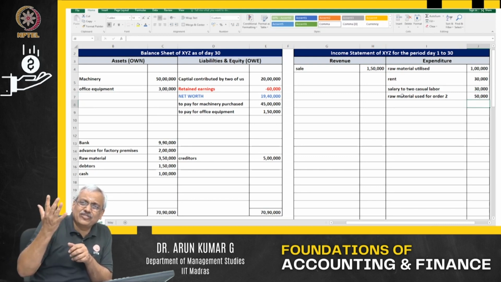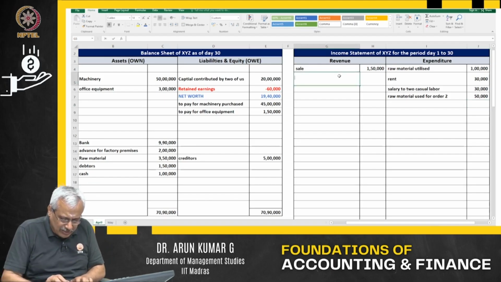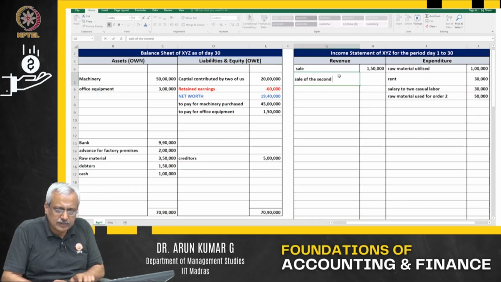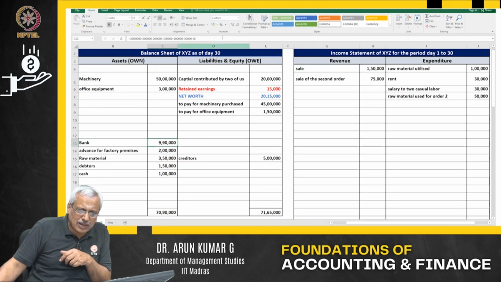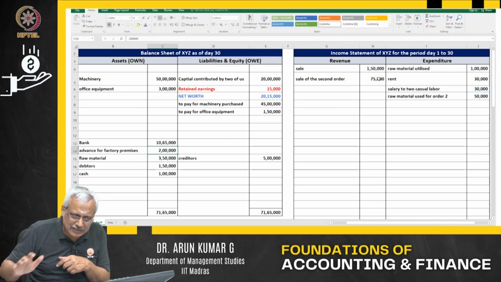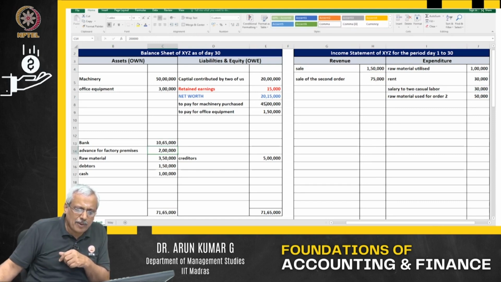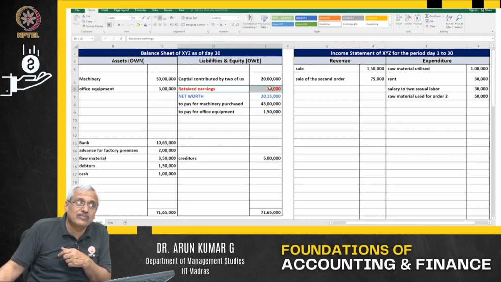I produce, I sell it, that fellow is prepared to buy it and he transfers the money to my account. I sell it for what? 75,000, sale of the second order. Immediately what happens? He has given me money, that is double entry, and the money is transferred to my bank account, my bank balance increases. Now what happens? Your retained earnings, you have come out of the red and it is positive. That is, you have made a 15,000 rupees profit.